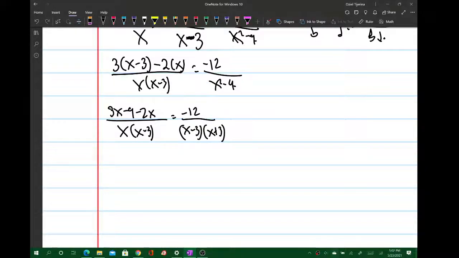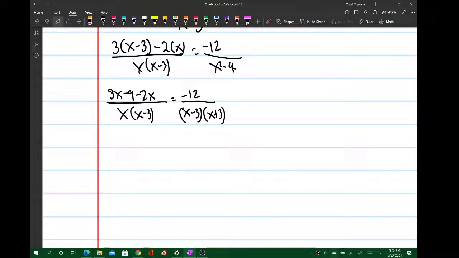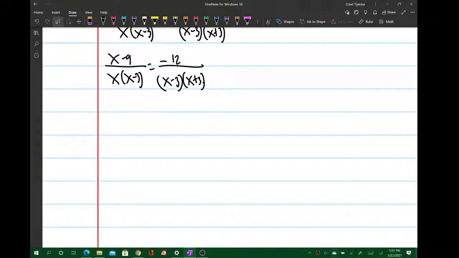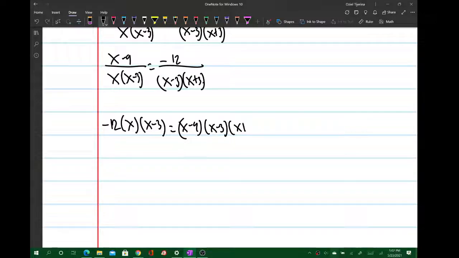We can factor, right? So then we have x minus 9 over x times x minus 3, because 3x minus 2x is x, and then negative 9 is negative 9, equals negative 12 over x minus 3 times x plus 3. And then we have negative 12 times x minus 3 equals x minus 9 times x minus 3 times x plus 3. Okay.